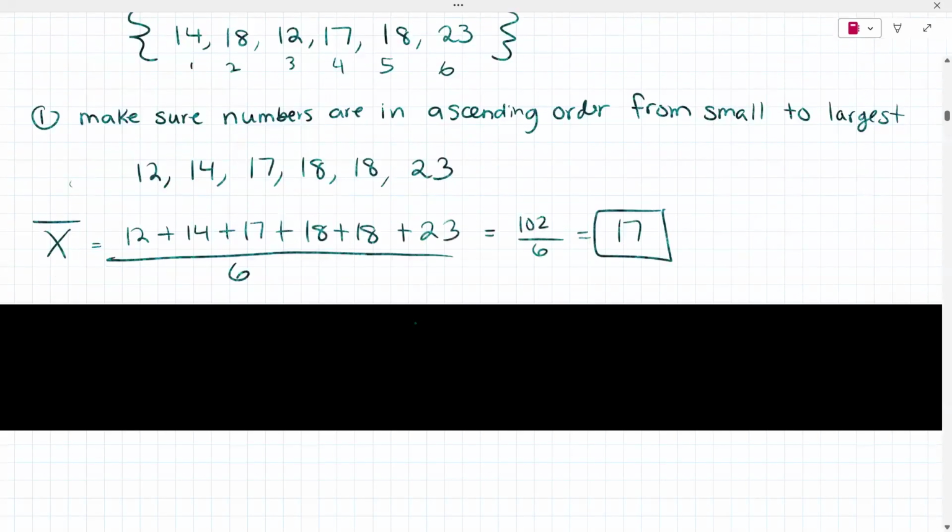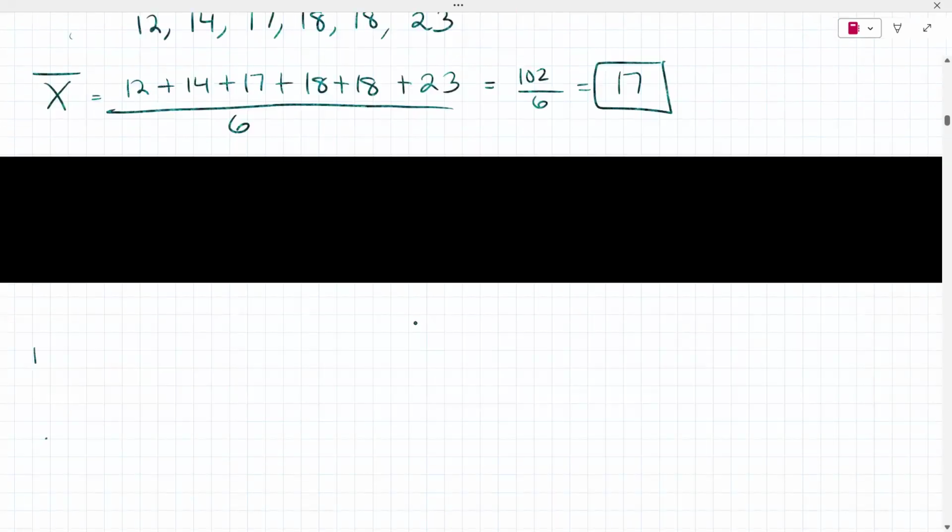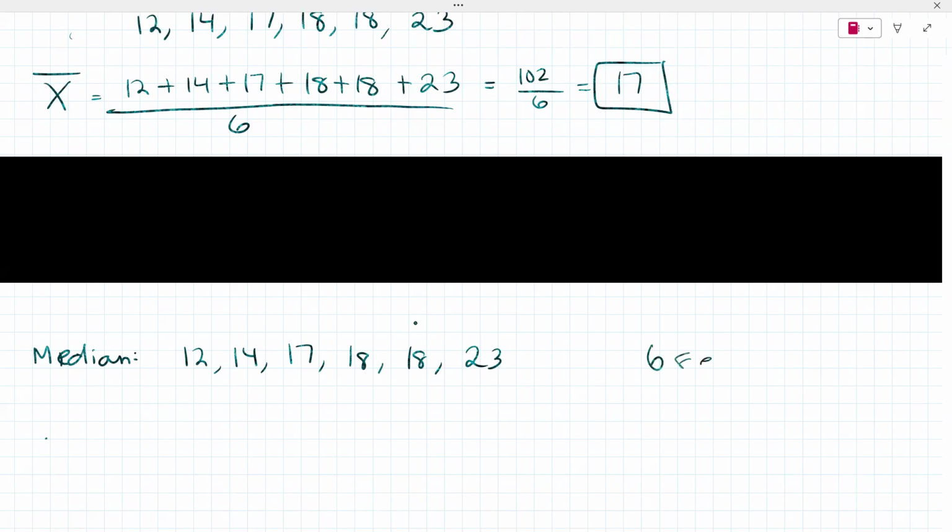Now let's find the median. Just make sure you're in order. So I'll write it out again: 12, 14, 17, 18, 18, and 23. The median is the number right in the middle, but we said that if the count is even, it's different. So how many numbers do we have? We have a total of 6, right? 6 is technically even, so what you have to do is take the average of the two middle numbers.